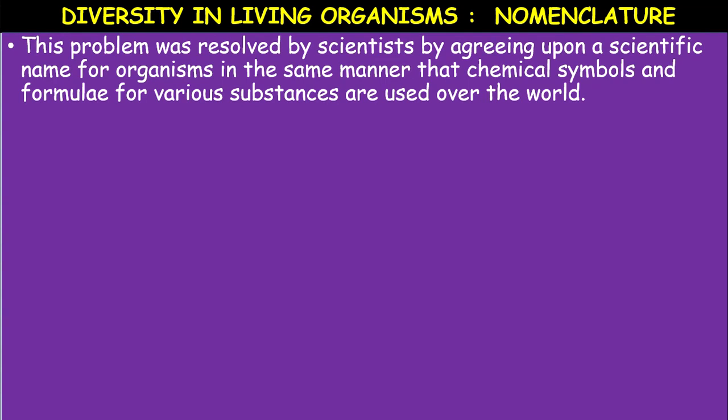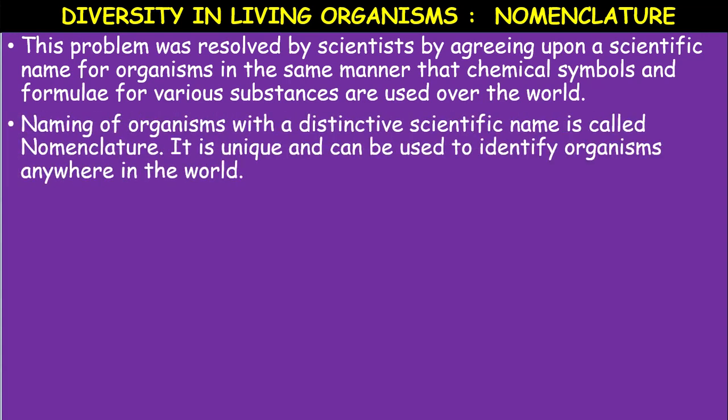So this problem of confusion was resolved by scientists by agreeing upon a scientific name for organisms in the same manner that chemical symbols and formulae for various substances are used over the world. Okay, common salt, for example, sodium chloride, is a universally accepted name. Like that, for animals and plants also, there is a name called scientific name, which is universally accepted, which can be used everywhere.